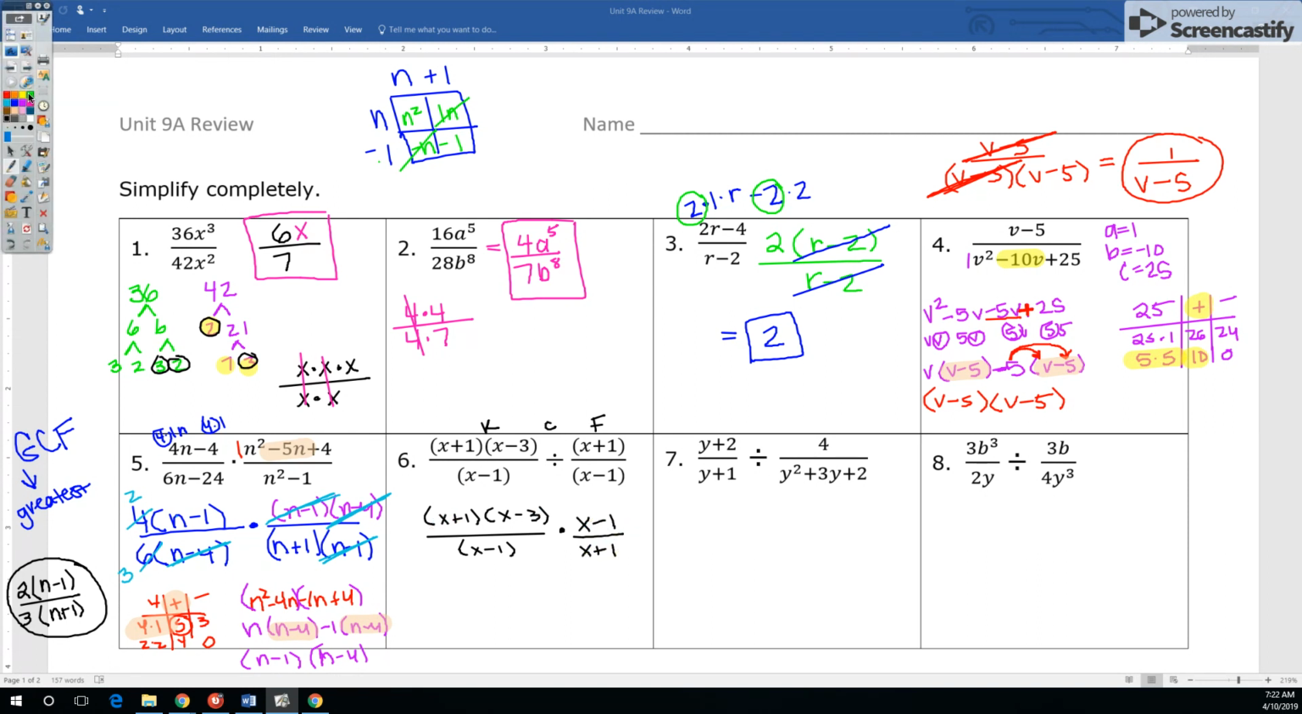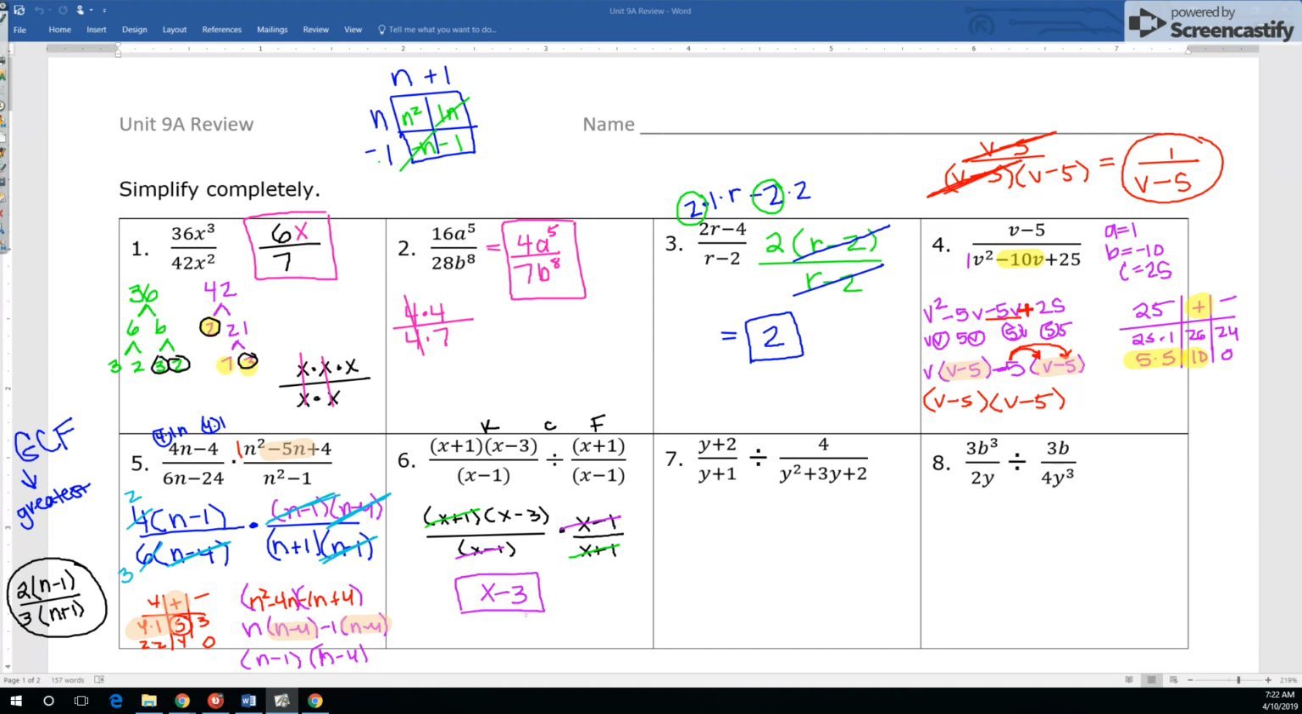So now I can cancel anything that's the same factor in the numerator and the denominator. So all I'm left with is x minus 3. It's in the numerator, so I don't need a 1 like I did in number 4. Technically, the denominator is 1, so you could write x minus 3 divided by 1 if you wanted to.